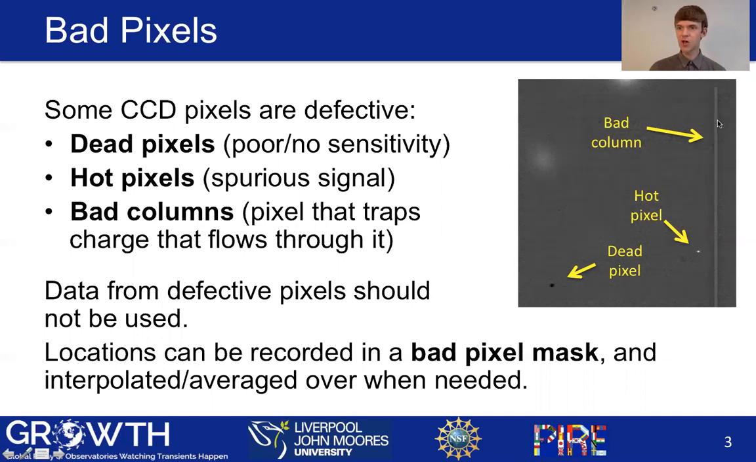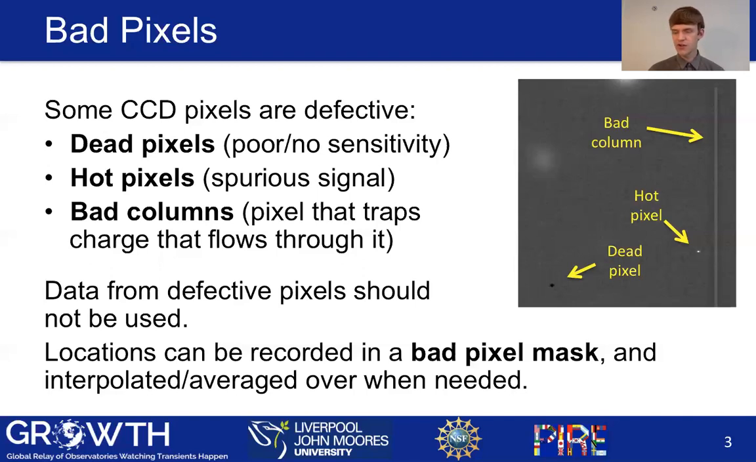And you may have bad columns or charge traps, which either produce continuous signal and that signal flows out along the whole column, or stop any signal that flows through them. In all of these circumstances, you'll have a significant number of pixels in your array which are not usable for science and only contain garbage data, which ideally should not be used.